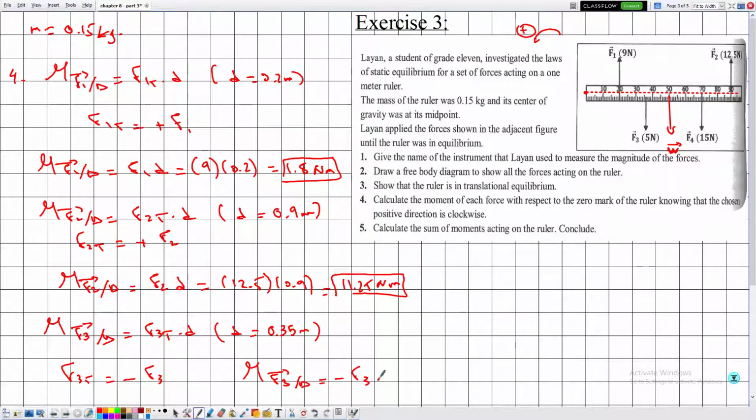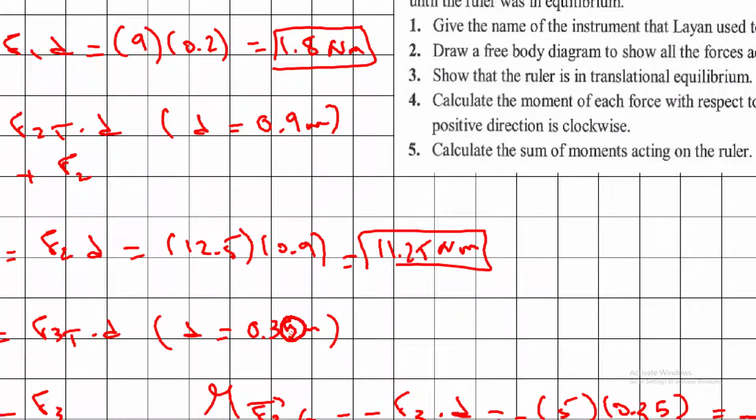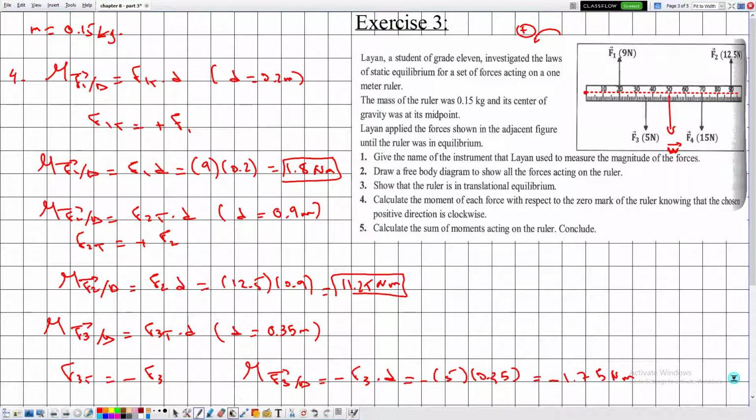So minus F3 multiplied by d, which is equal to minus 5 multiplied by 0.35, which is equal to minus 1.75 newton meter. And I will keep this value here because I'm not sure whether it's 35 or 36 from the document. So we have 1.8 newton meter, 11.25 newton meter, and this one which is down. Let's proceed to the weight and F4.